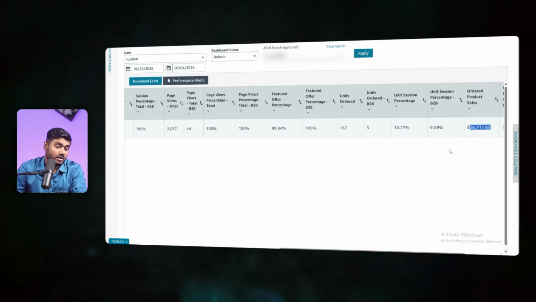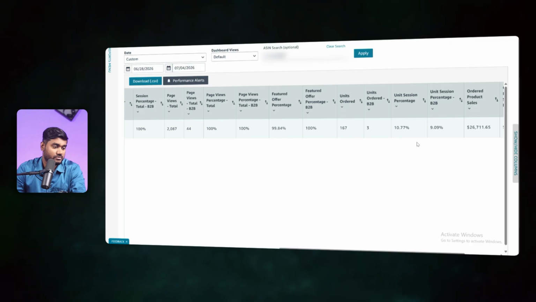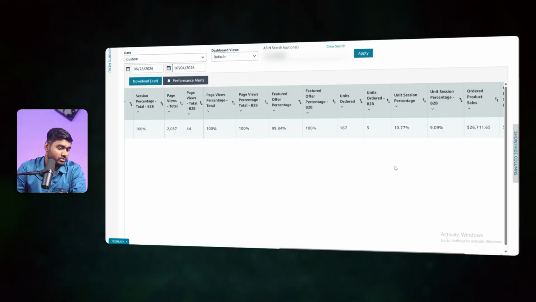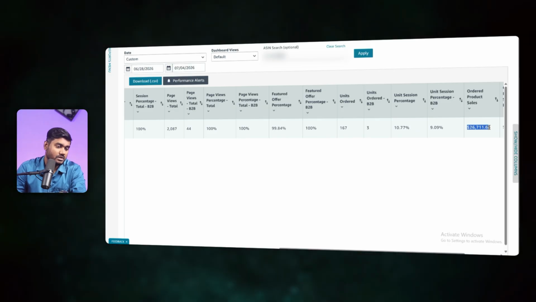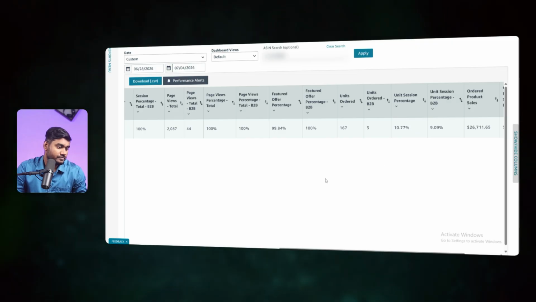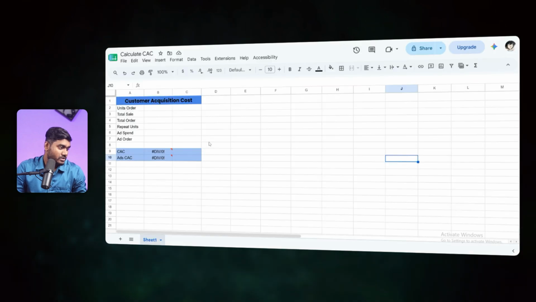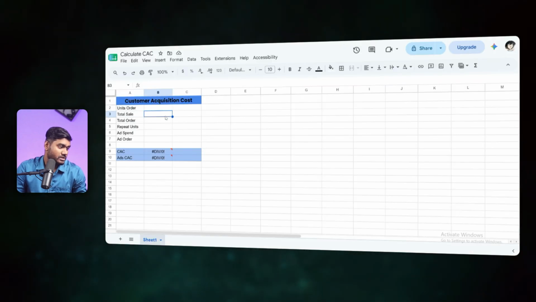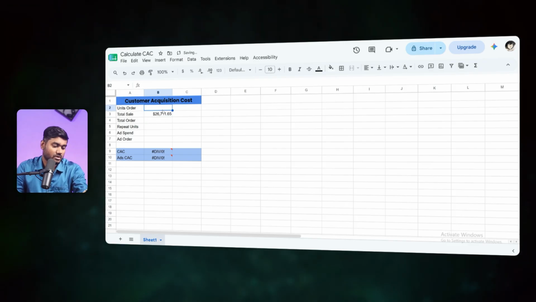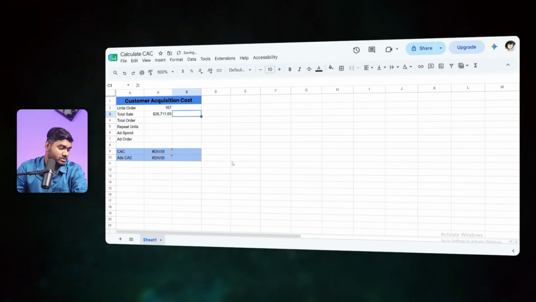$26,000 of sales. So mostly I will take the unit orders and the advertising sales. So let me copy this data. This is the 167, so I'll go here. The total sale was this much, total units 167 units.